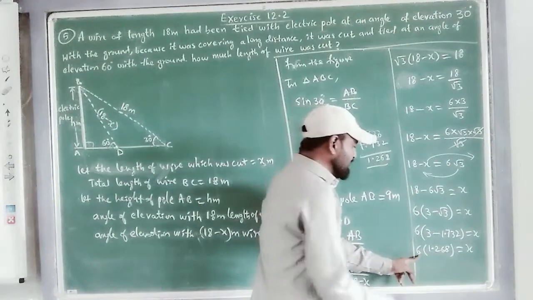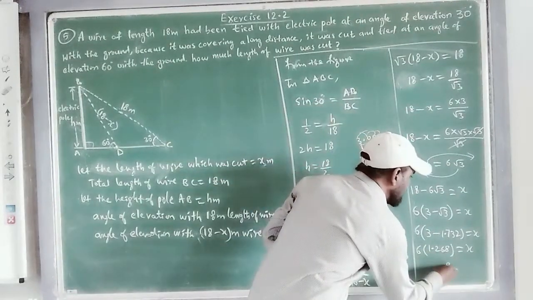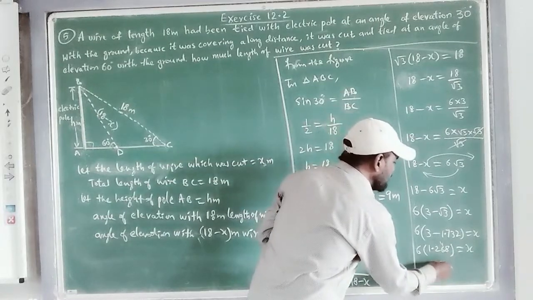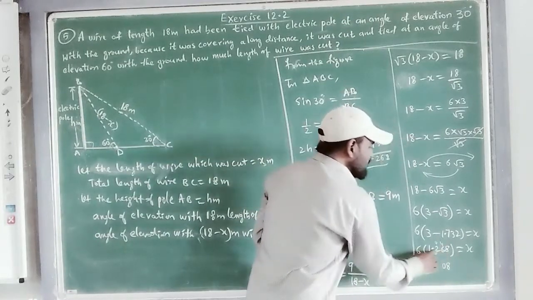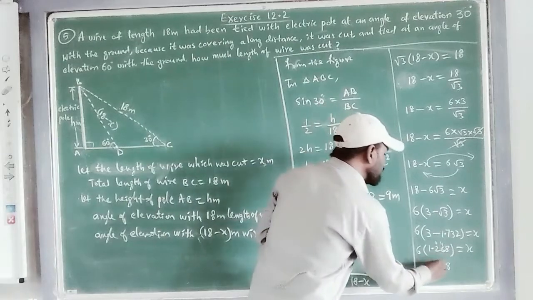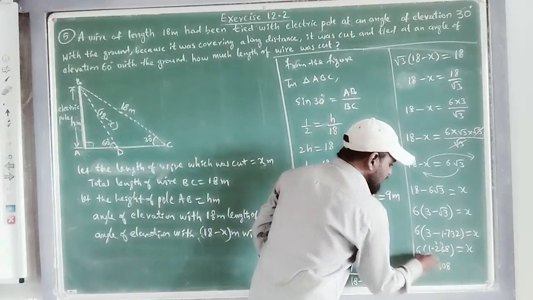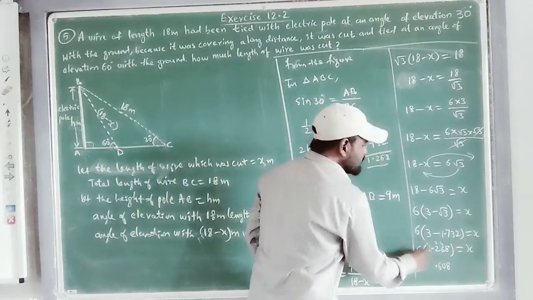Now multiplying with 6. 6 into 8, 48. So 4 carry. 6 sixes are 36 plus 4, 40. So 0, 4 carry. 6 twos are 12, 12 plus 4, 16. 6 is here, 1 carry. Again 6 ones are 6, 6 plus 1 is 7.